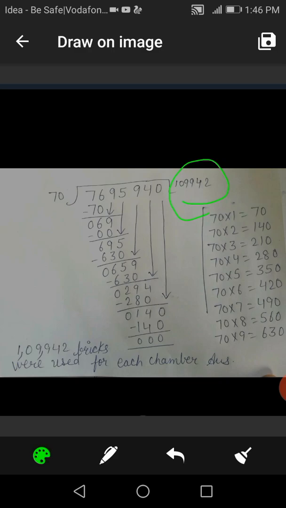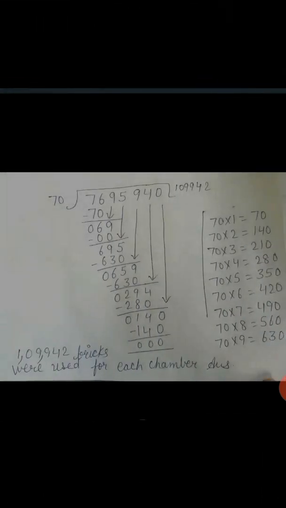1,09,942 bricks were used for each chamber, which is the required answer. Now the other questions you will solve in your notebook.